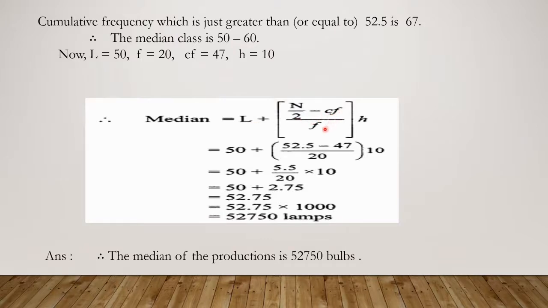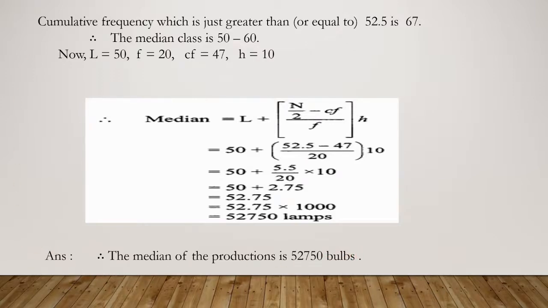That is equal to 50 plus, n by 2 means 52.5, minus 47 upon 20 into 10. Therefore, 50 plus 5.5 divided by 20 into 10, that is equal to 50 plus 2.75, that is 52.75. Here the production is in thousands, therefore 52.75 into 1000 is the answer, 52,750 lamps. Therefore, the median of the production is 52,750 bulbs.